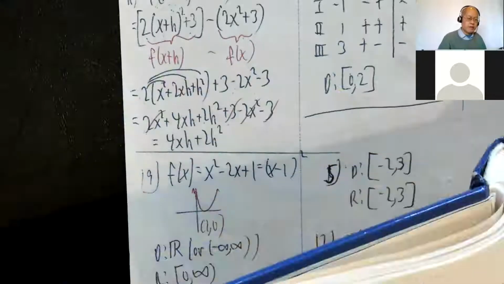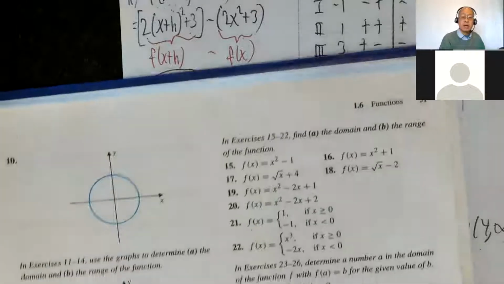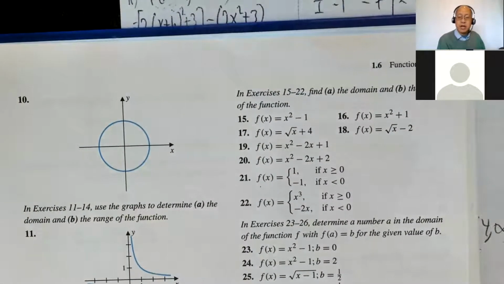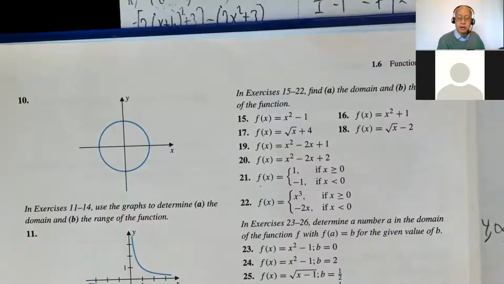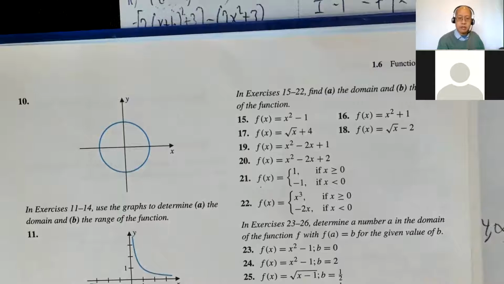Okay, I wanted to jump over to do a domain and range kind of problem. So starting with 15, find the domain and range of the function. You may have to graph it to see what's going on. Okay, so let me show you 19, x squared minus 2x plus 1, number 19.